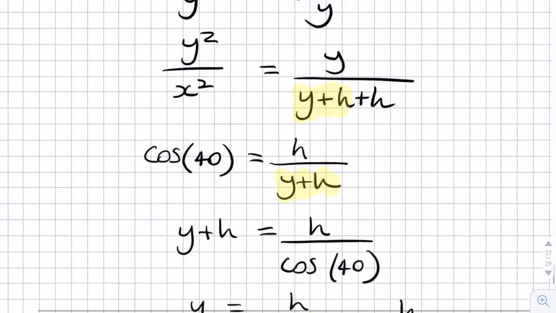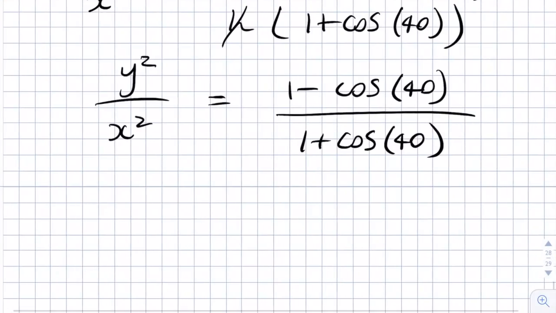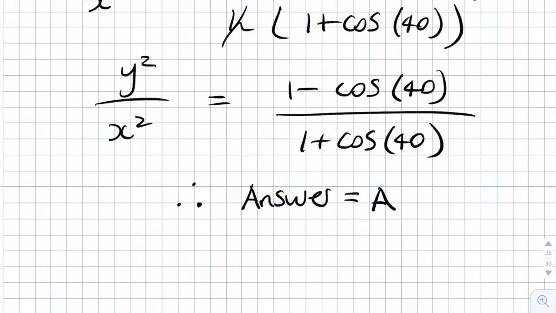And if we scroll up to the top, that is answer A. So we can say, therefore, our answer equals A. And that is the 2017 UKMT Senior Maths Challenge paper completed.